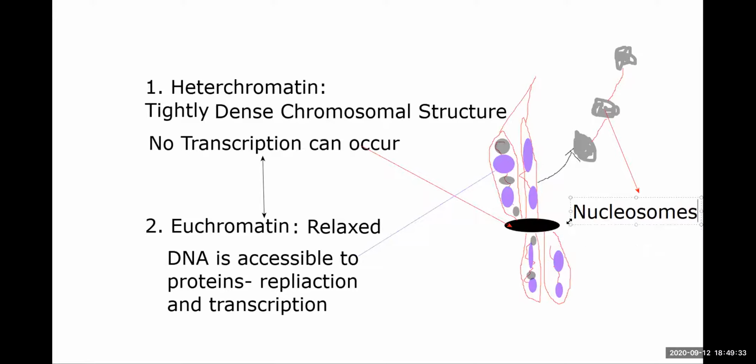So let me give you an analogy. Let's say a macromolecule: protein is made up of monomer amino acids, carbohydrate of glucose, nucleic acid of nucleotides. Likewise, chromosomes are made up of nucleosomes, right? So let's go back to the slide.